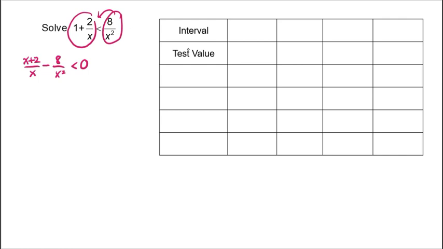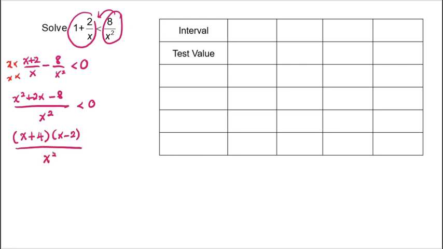Now we need to make the denominator the same. So we multiply with x on both numerator and denominator. We have x squared plus 2x, minus 8 over x squared, which is less than 0. Okay, now we need to factorize the numerator. So we have (x plus 4)(x minus 2) over x squared, which is less than 0.